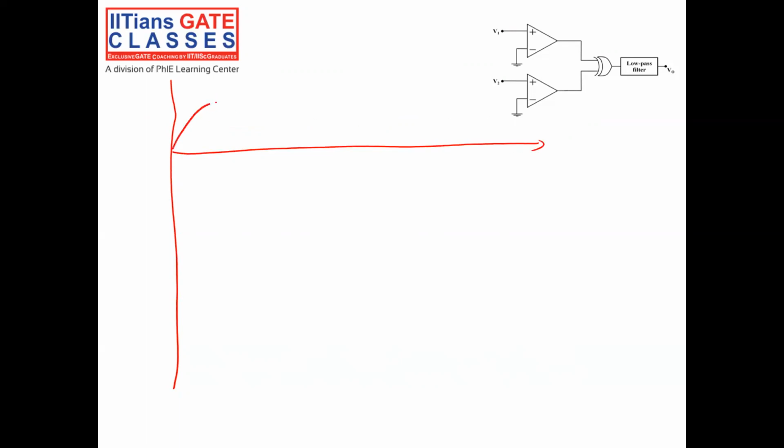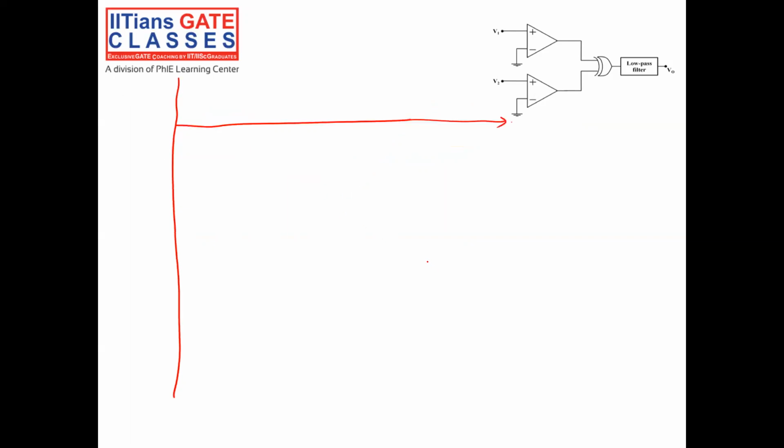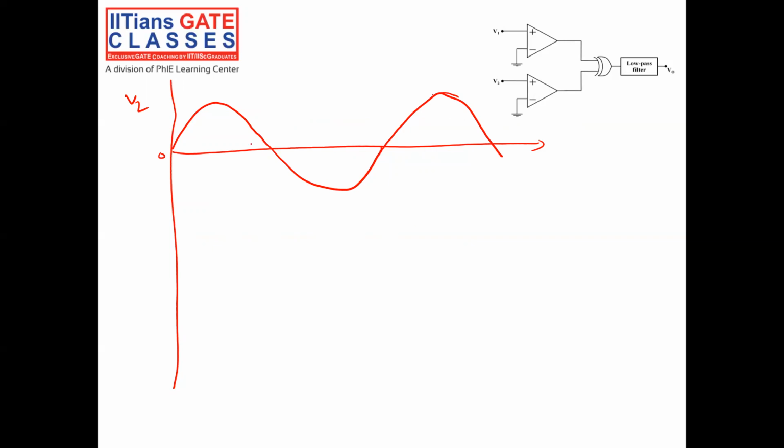Forward V2. Okay. This is V2. This is 0. This is 1 standard. This is 60 millisecond, right? This is 60 millisecond. This is 60 plus 60 is 120 milli, right?